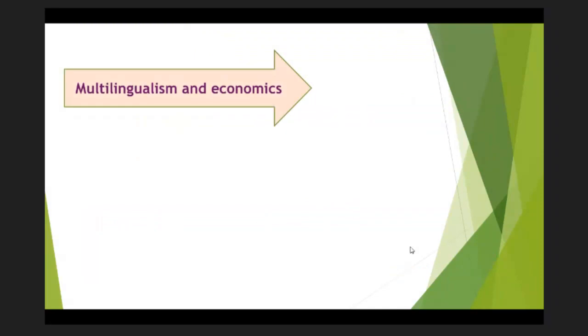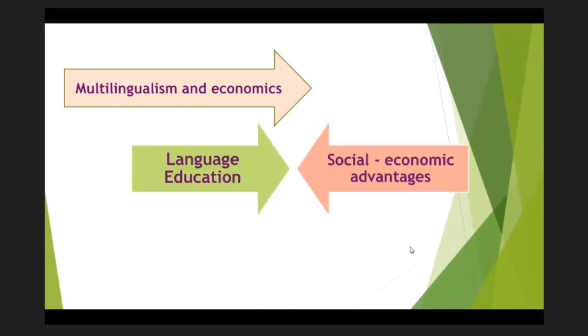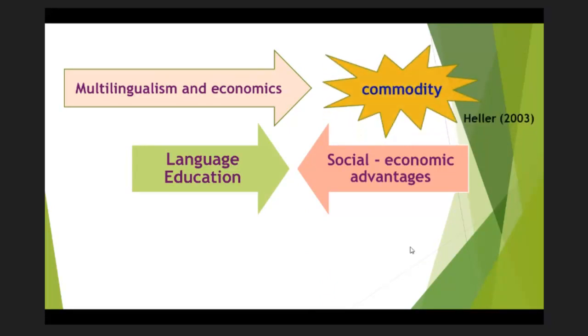In the final discussion of the first content, this is the relation between multilingualism and economics. When we talk about the relation between multilingualism and economics, we need to cover the link between language education and socio-economic advantages. And this relation is defined with the term commodity by Heller.